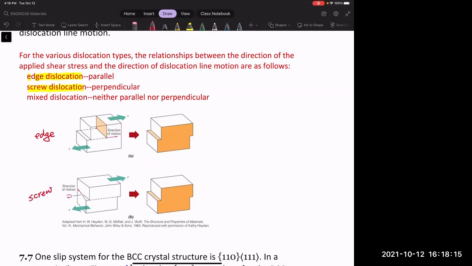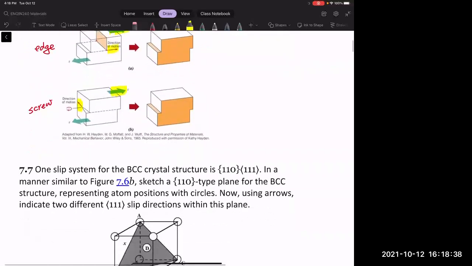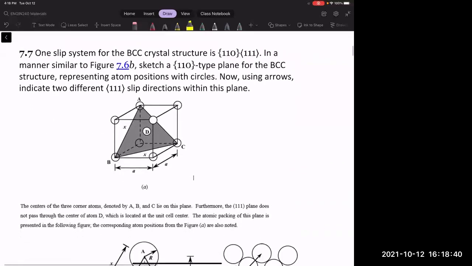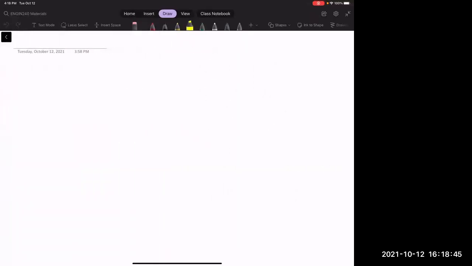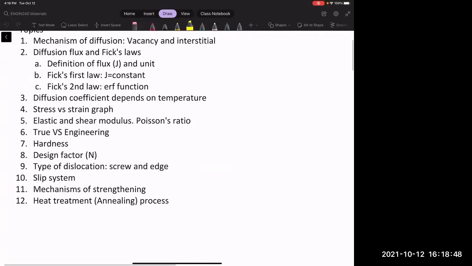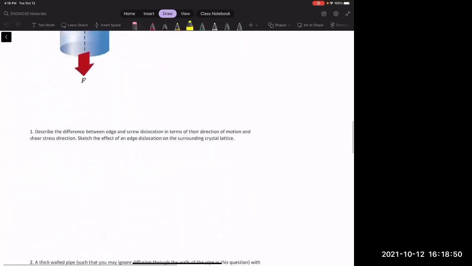When we say perpendicular, we're referring to this direction and this direction. They both make the material go to the right, but the direction of the dislocation and the shear stress are at a different angle. Okay, the next review problem is this one here.